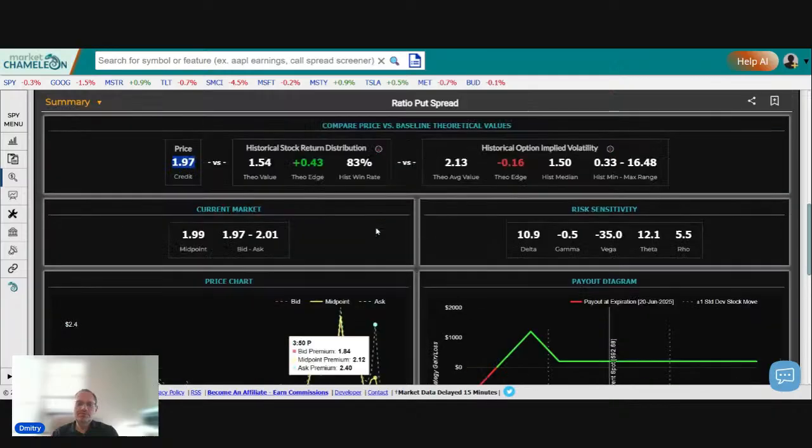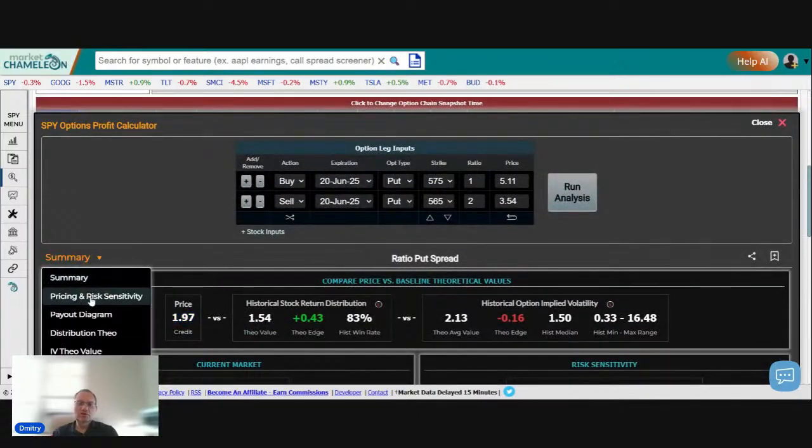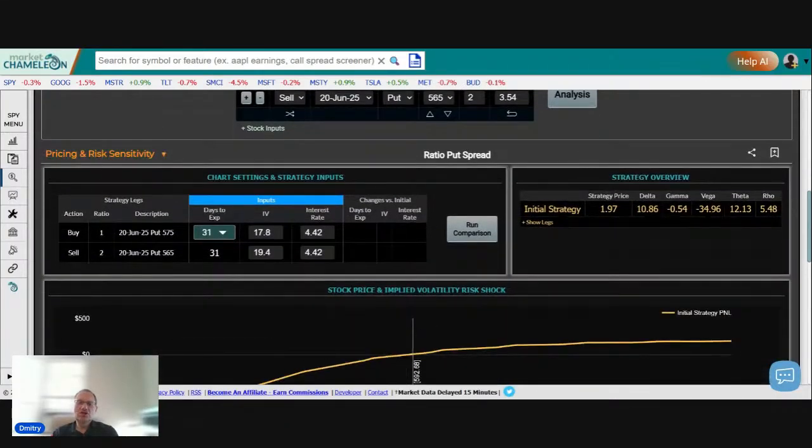So I'm going to come up here on the summary. We're going to click on this, and we're going to click on pricing and risk sensitivity. Once you click on it, you come to this new page, and here's the original strategy that we set up: buying one June 575 put, selling two June 565 puts. And the original inputs are that there are 31 days to expiration.